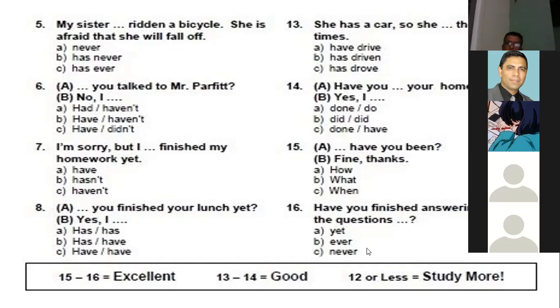So, number 13, my dear Julie. Or if you want 14, it's okay, don't worry. She has a car, so she has driven there many times. Okay, very good. Larissa, number 14. Have you done your homework? Yes, I have. Letter C. Okay. Very good. Miguel, number 15.